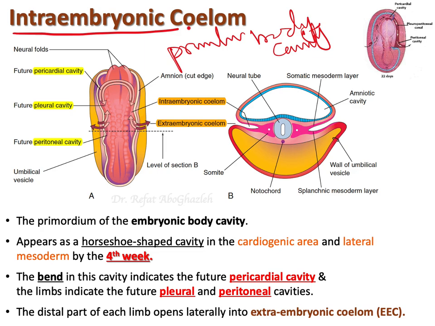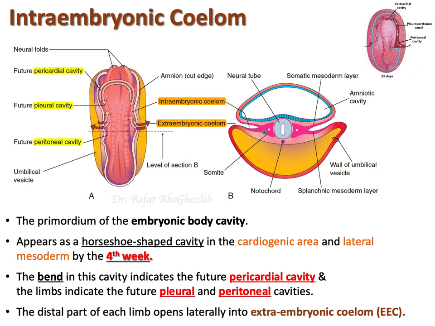Let me explain more for you. Look at the somites here, the mesoderm, in which you have paraxial mesoderm, you have the intermediate mesoderm, and you have the lateral plate. And we said that the lateral plate is divided into parietal mesoderm and the visceral mesoderm. And this is the formation that will form, of course, the gut tube, and this will form the neural tube. Anyway, we explained that.